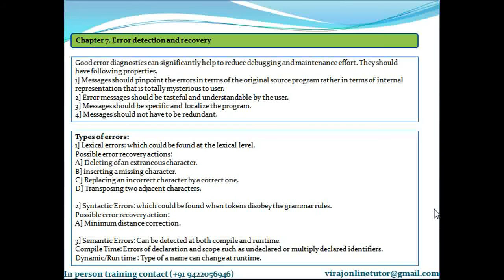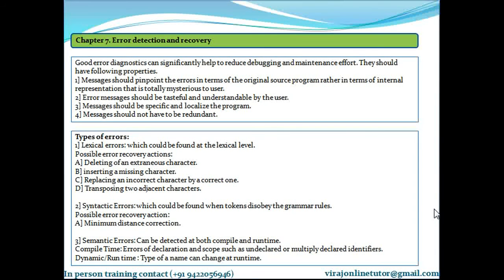Okay. Next are semantic errors. Those can be detected at both compile time as well as runtime. So what are the compile time errors which can be detected? Errors of declaration and scope, such as undeclared or multiply declared identifiers, can be found at compile time. Type incompatibility between operators and operands, and between formal and actual parameters are semantic errors.